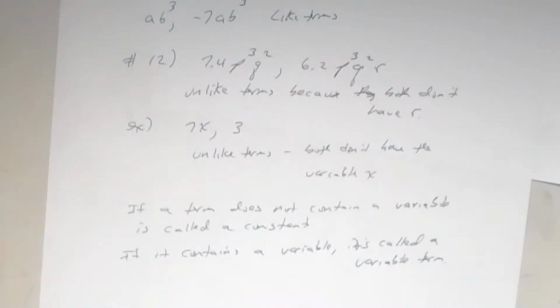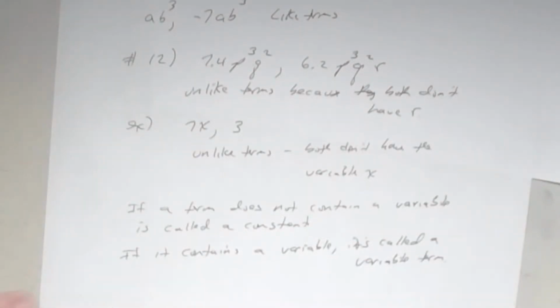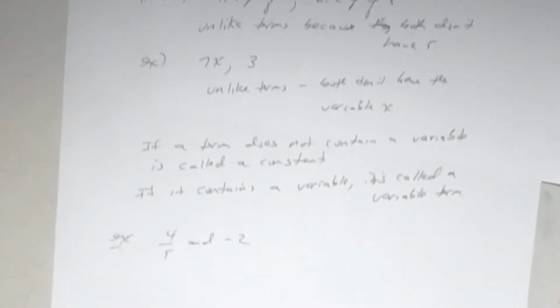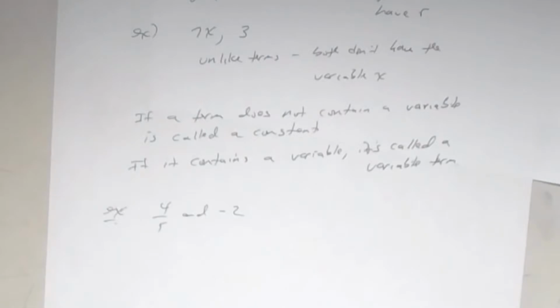All right. So if you go back to that example, one term's a variable term, the other one's a constant. There's no way they're like terms because one contains a variable, the other does not. Okay? All right, what about this one? Are these like terms? 4/5 and -2. Are they like terms? In other words, can I put them together?